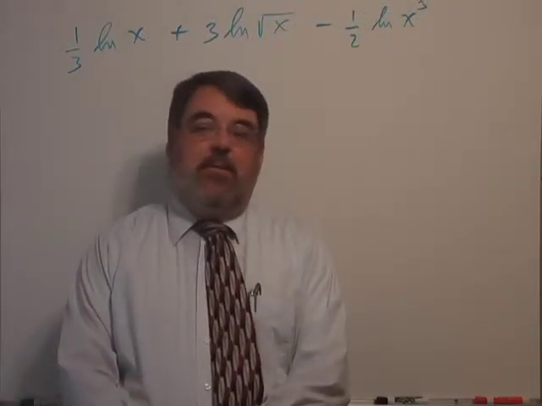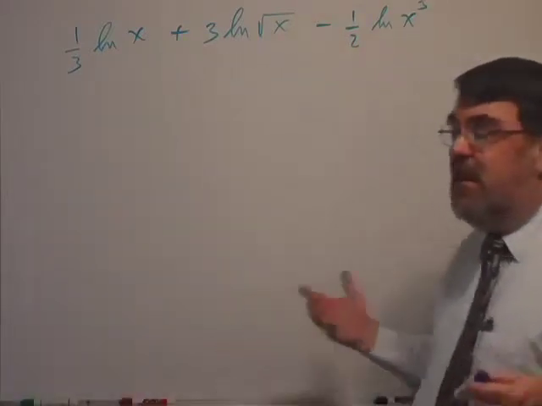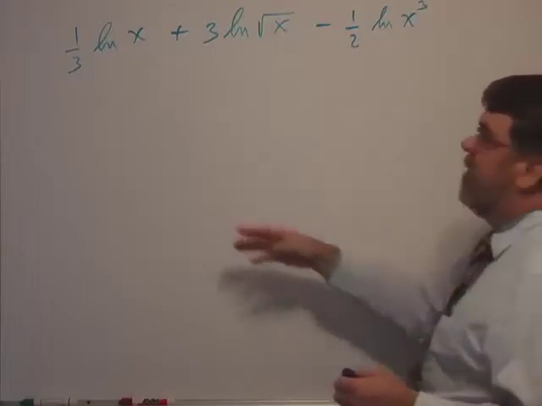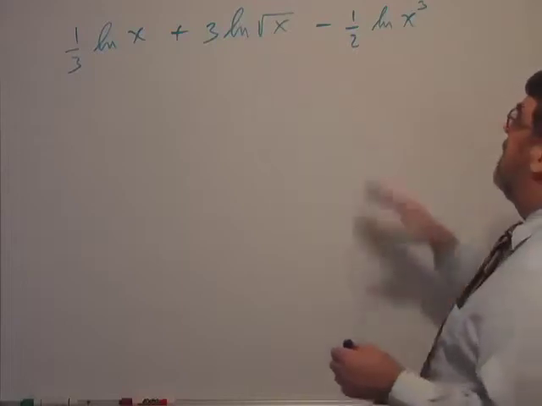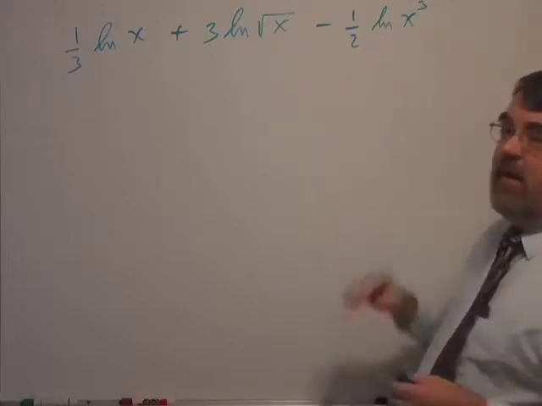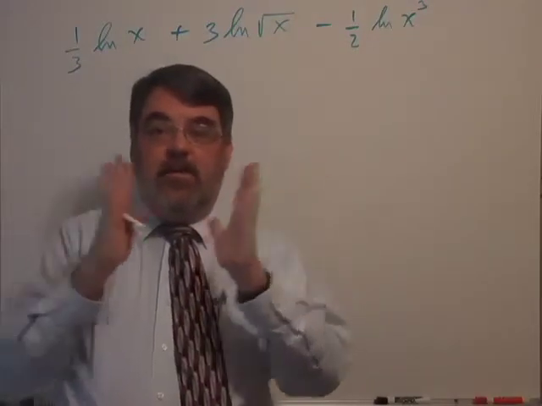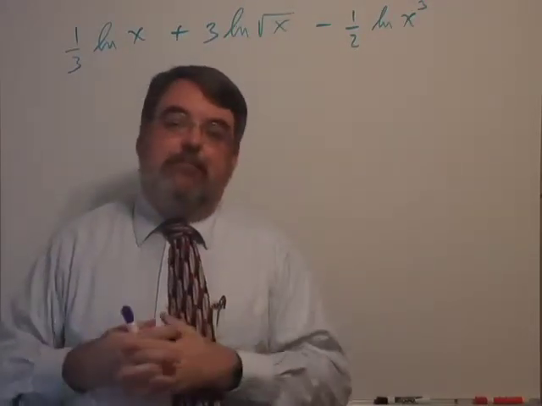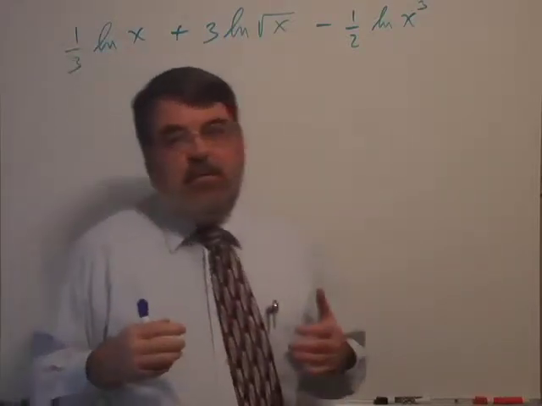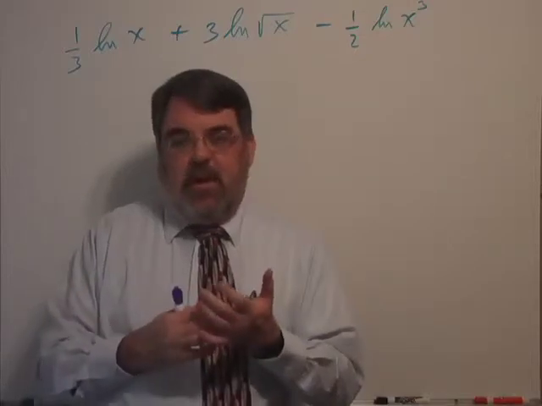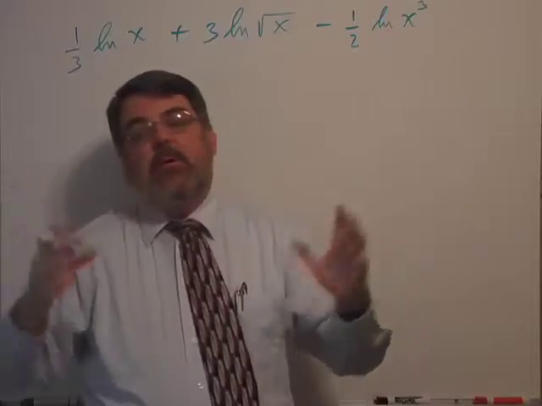Our next example uses natural logarithms, and I'm only using one variable here, x. So it's 1/3 natural log of x plus 3 times natural log of the square root of x minus 1/2 natural log of x cubed. The instructions, which I didn't write down, are to combine this into a single logarithm. By the way, with this sort of stuff we're practicing going back and forth between combining into a single logarithm or splitting them apart.